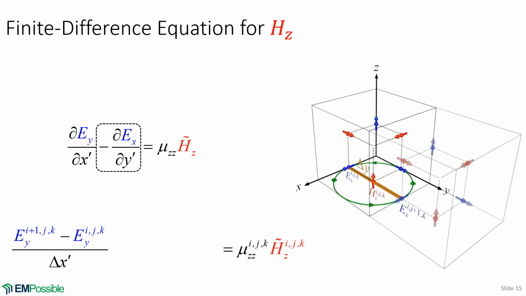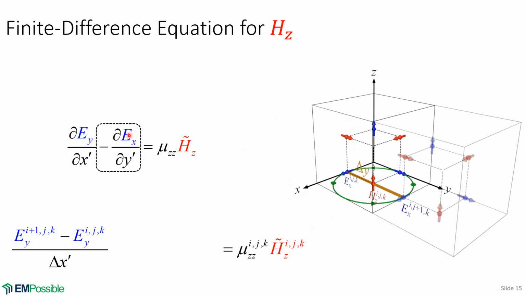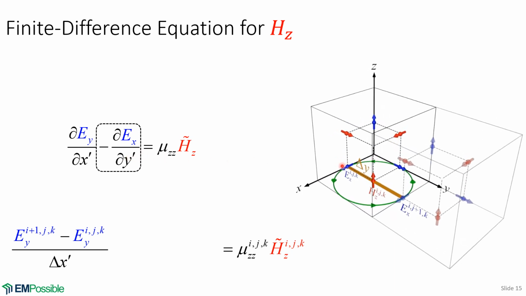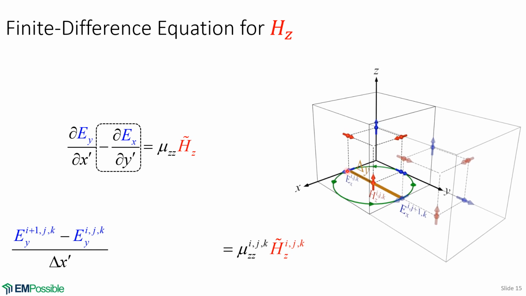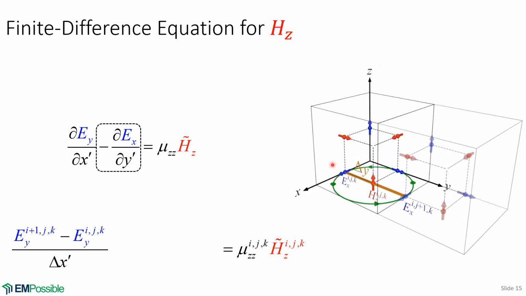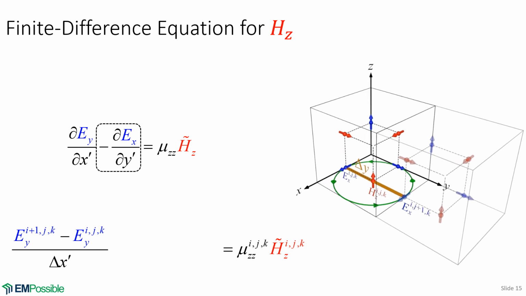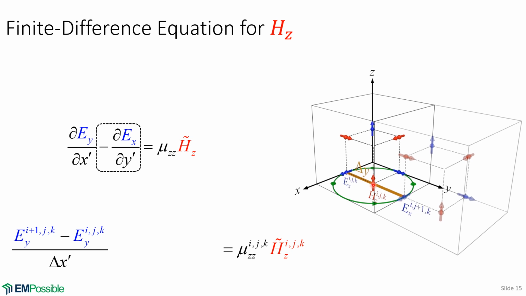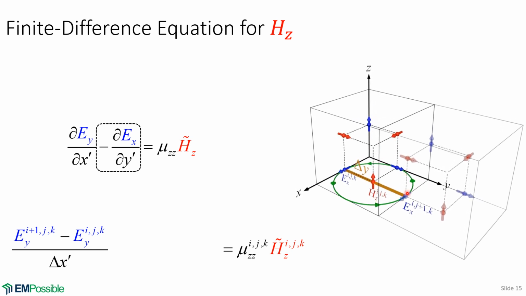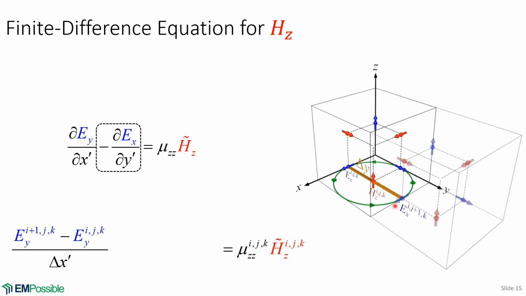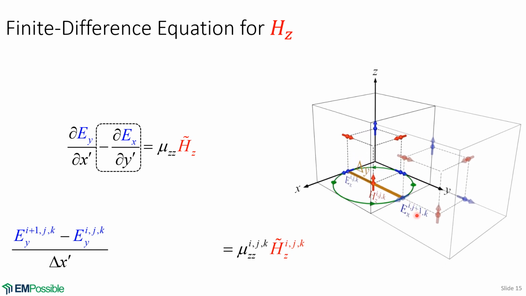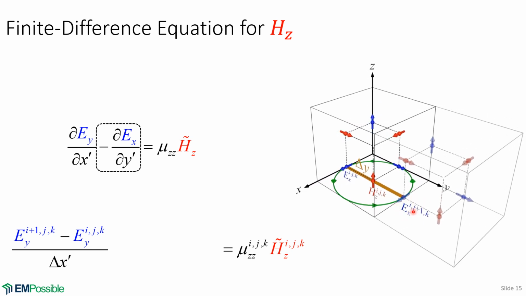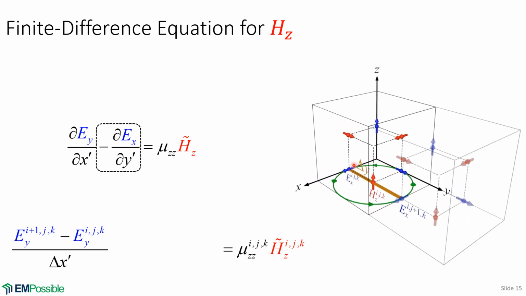And our last partial derivative, the partial derivative of Ex with respect to y. So we come over here, we find Ex in our Yee grid, and we want to approximate the derivative in the y direction using a central finite difference. We would like that central finite difference to exist right where Hz exists, so we need to reach to the other side of Hz, which means we need Ex from the next cell over in the y direction.